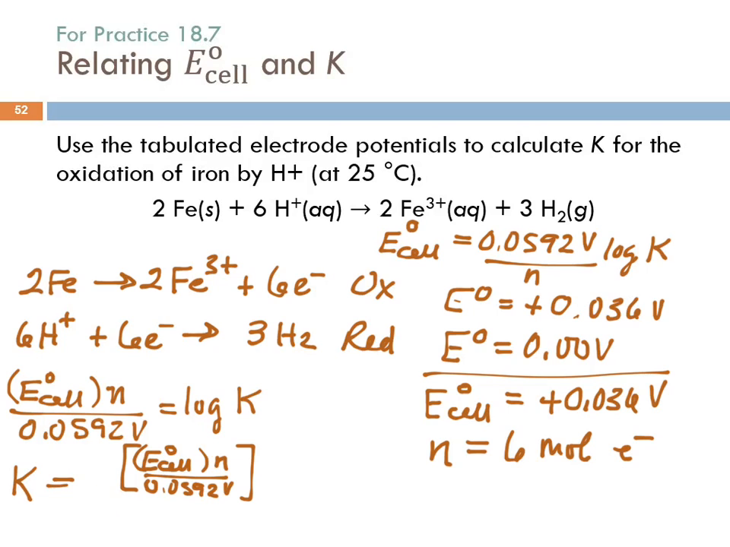And that's actually a 10, not a ln. I don't want to do this on my cell phone calculator, I'm going to get out the real one. Depending on what type of calculator you use, it might be nice to have it rearranged and then you can just type it in. So I've got 0.036 times n, which is 6, divided by 0.0592. So I'm getting K is equal to 4.45 times 10 to the third.